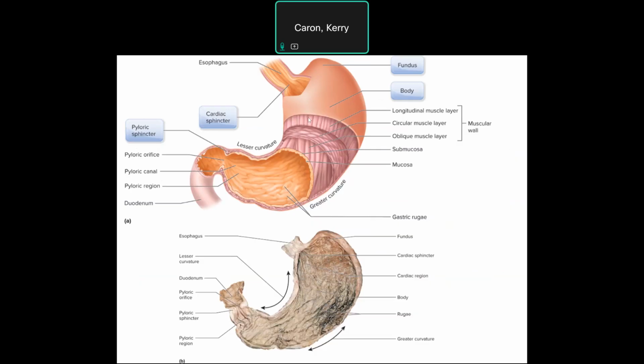Okay. Here's the stomach in a diagram picture as well as a cadaver. The fundus is the top of the stomach. The body is the main part. Then we have the cardiac sphincter, which we also call the lower esophageal sphincter. We have another sphincter to introduce here called the pyloric sphincter, and that holds food in the stomach before it can get to the small intestine or the duodenum.